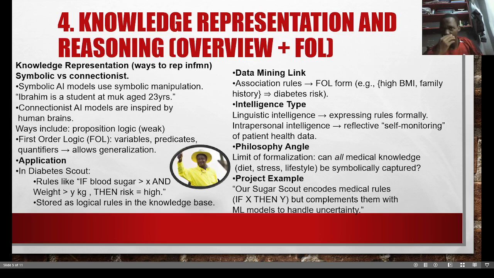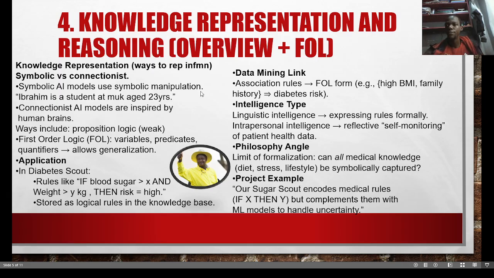So if we proceed, we have the knowledge representation and reasoning. That is our fourth module. We want to see knowledge representation. How can we represent knowledge? Because as you know, to solve any given problem we need knowledge, and that knowledge should be represented in a way that can be easily understood. So knowledge representation is simply the ways of representing knowledge.